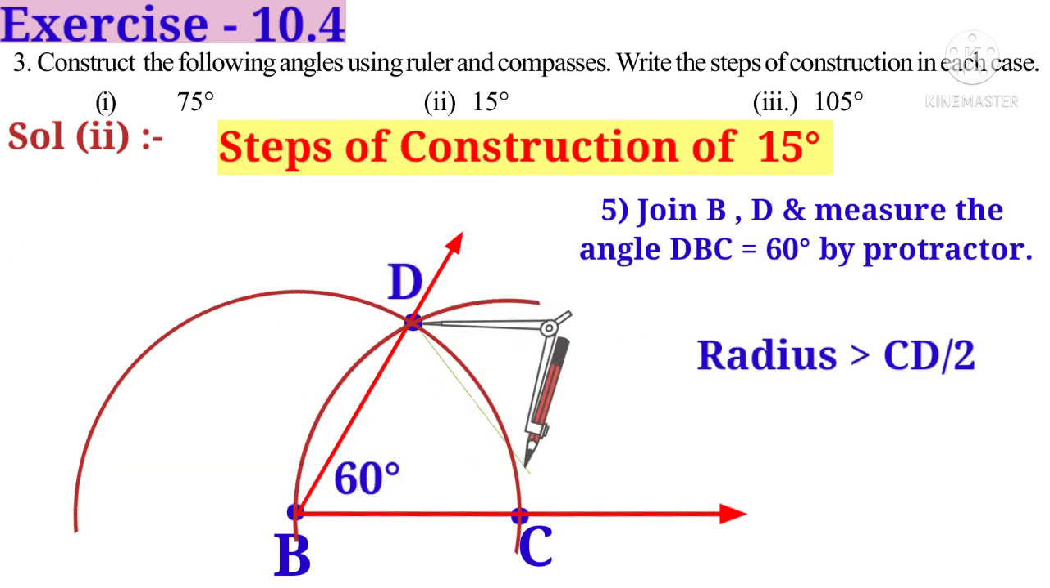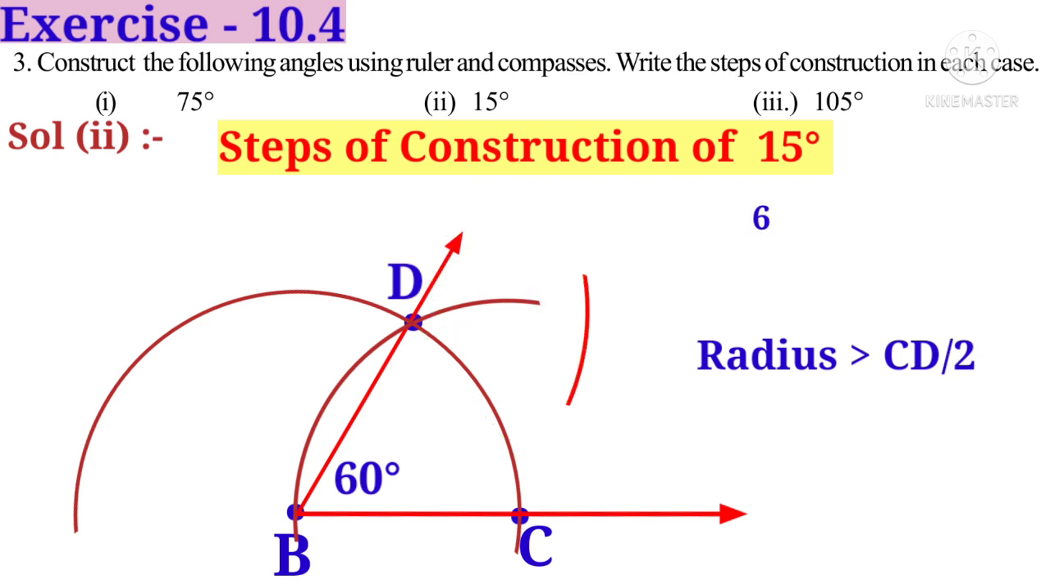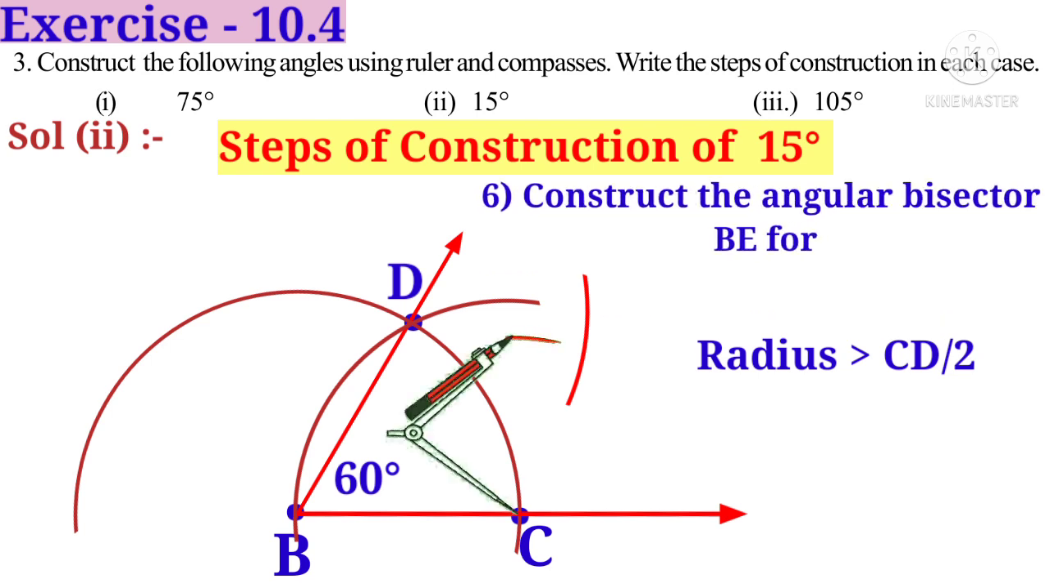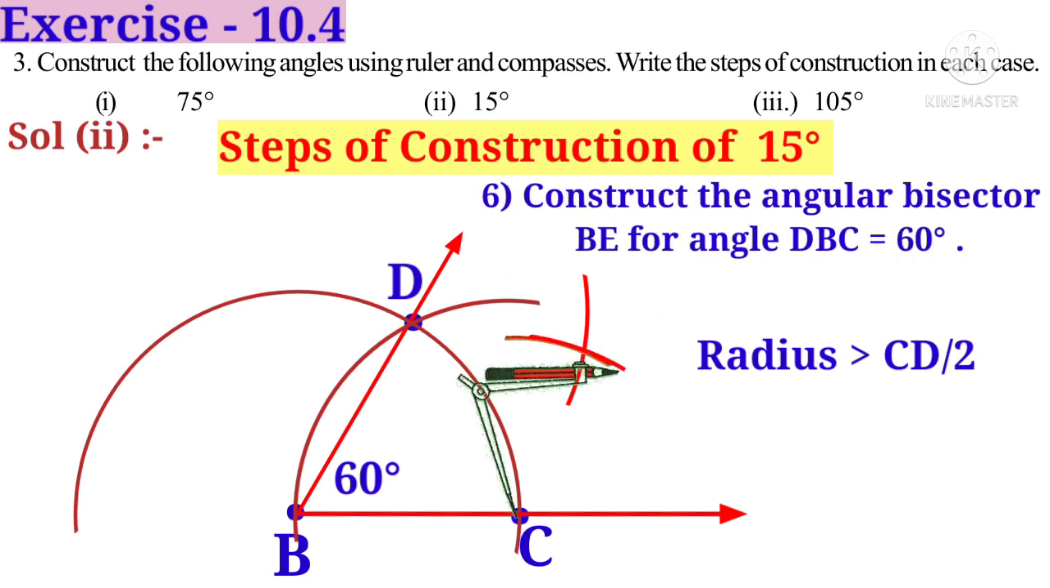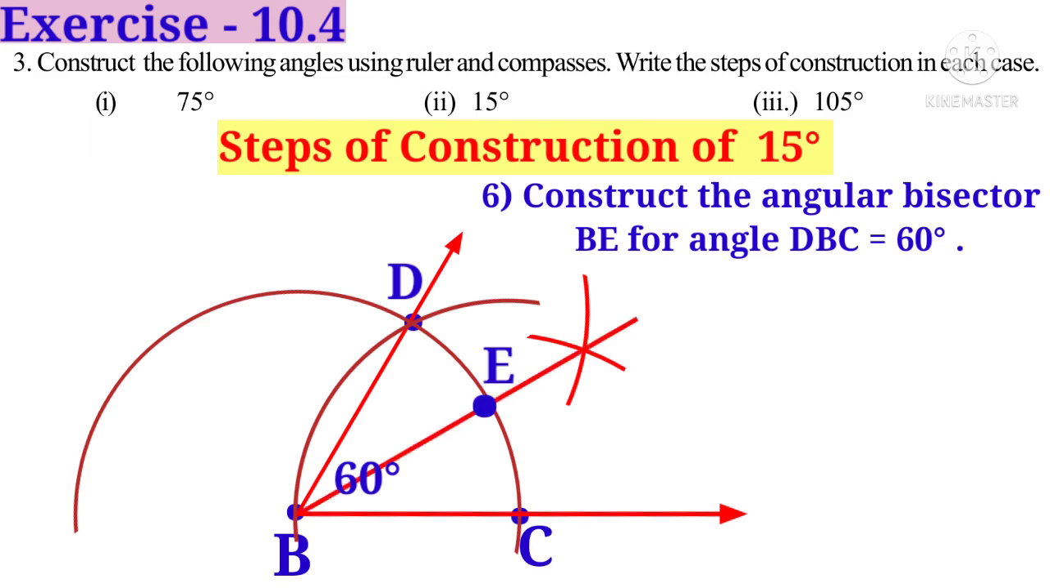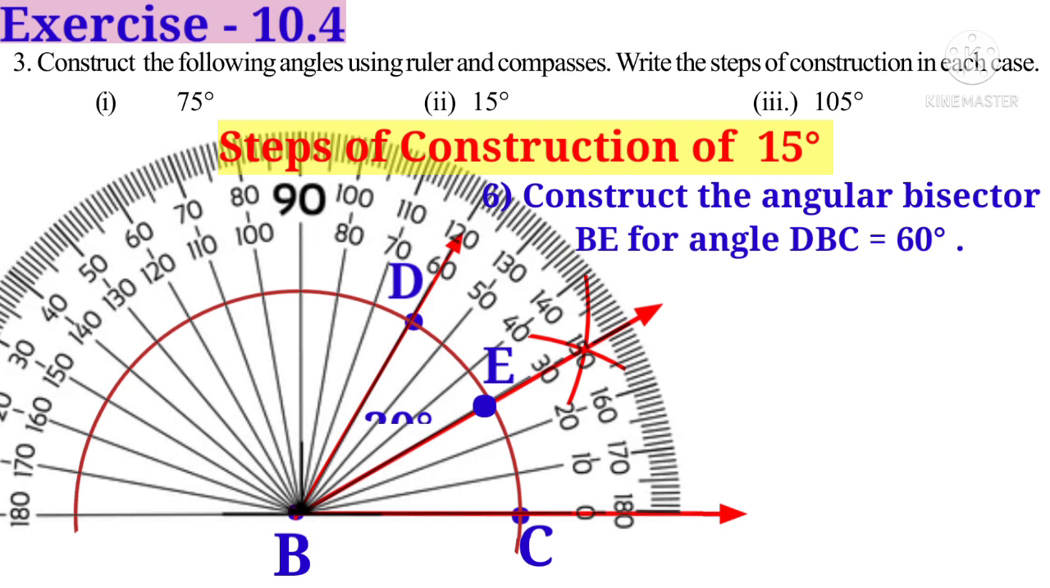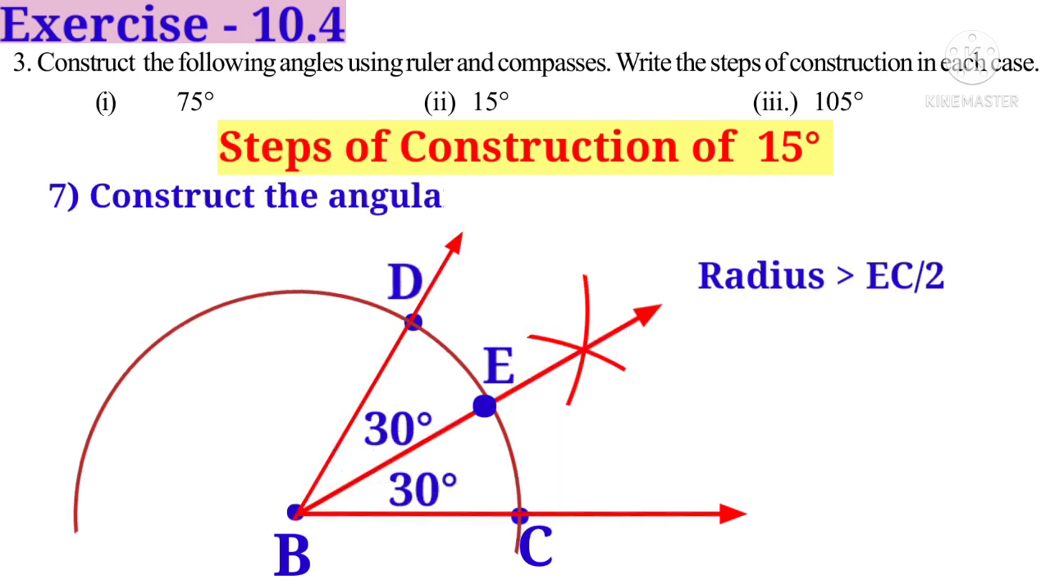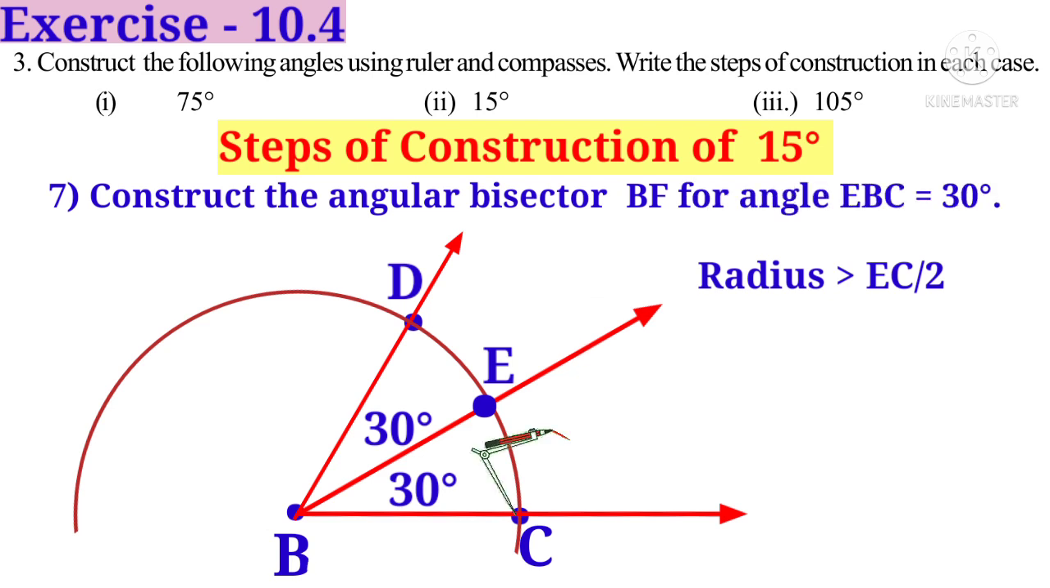Now take more than half the length of CD as radius. With center D, draw an arc. Now with center C, draw another arc. Now join the intersection of the arcs with the point B with an arrow, that is BE. Angular bisector is constructed, so the 60 degrees angle is divided into two equal angles, 30 degrees, 30 degrees.